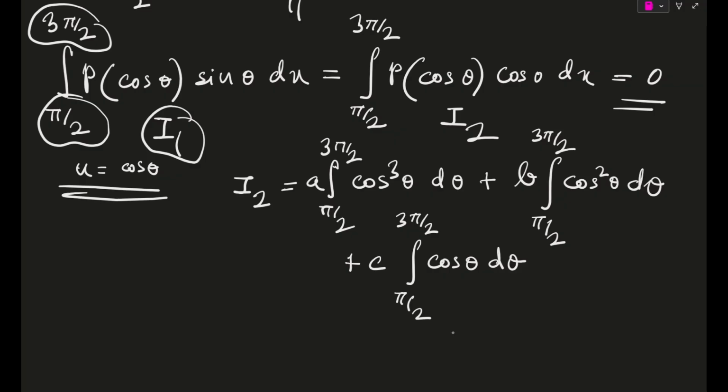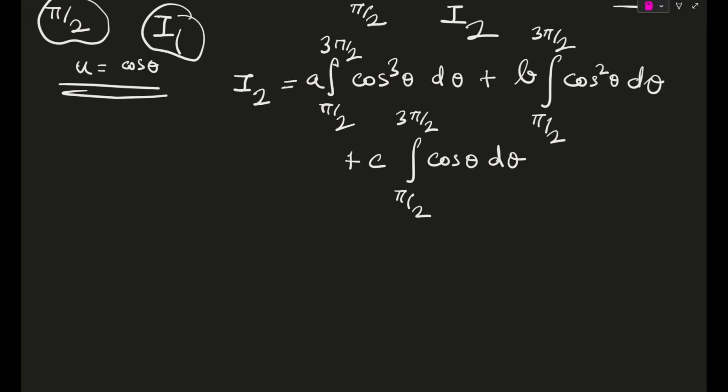And guys, I am not going into the solving. These are all standard integrals you have done in your intro to integration. Many people do this in basic maths during class 11 also. Pretty easy integrals, so I am not going into solving them. If you solve this, I will tell you the final values. This will come out to be minus 4 by 3 a plus pi by 2 b and minus 2c.